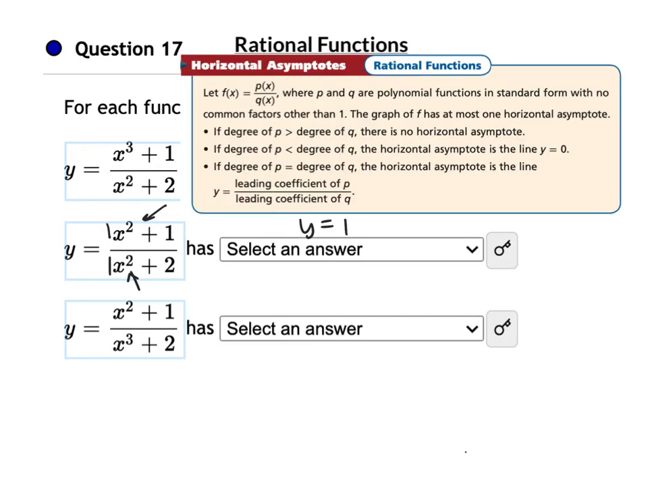For the last part, the degree of the top function is 2, and the degree of the bottom one is 3. The degree of the top function is less than the degree of the bottom function, which means it's this one. The horizontal asymptote is at y equals 0.